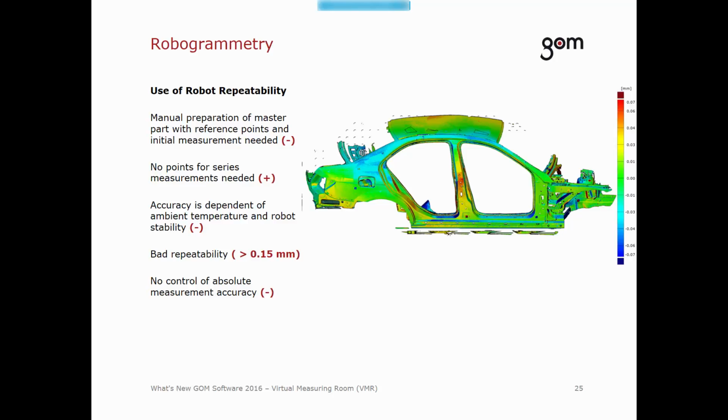One problem is that the distance of the robot position to the car body depends on the temperature and the mechanical parts of the robot and may vary. That leads to bad repeatability, no control about the absolute measurement accuracy, and in the worst case, the master part needs to be taught again. It sometimes leaves you wondering about the results and whether the part is really bad or if the robot is off. So we continue to look for a better alternative.